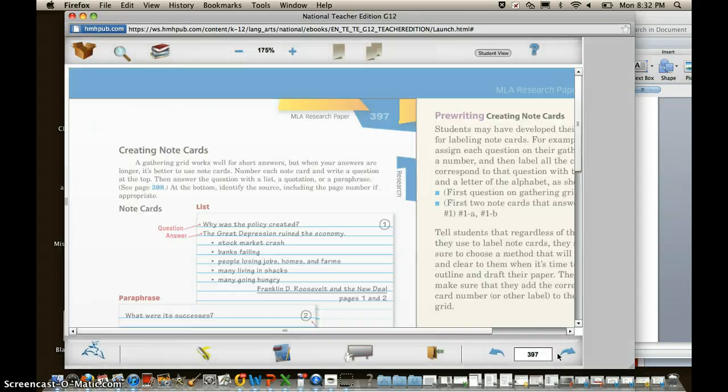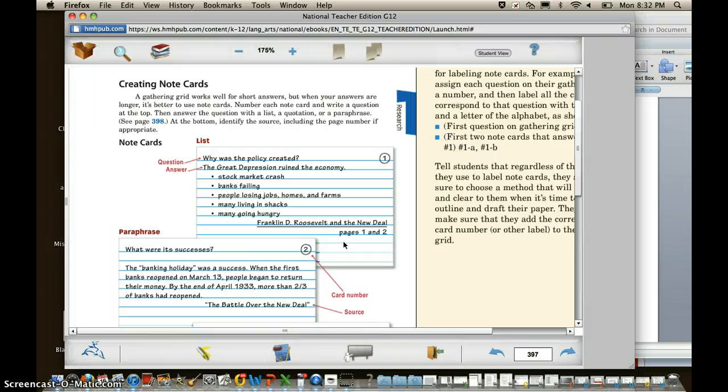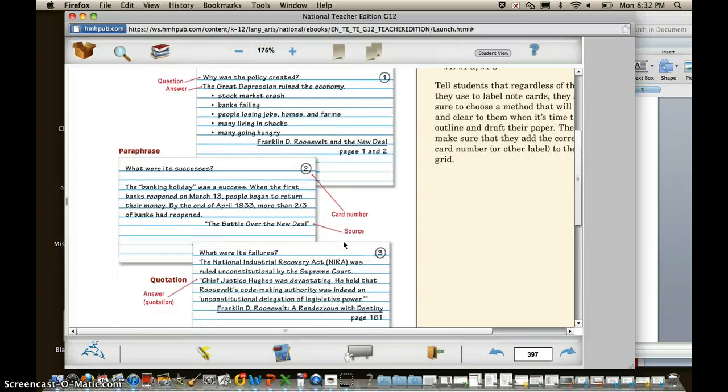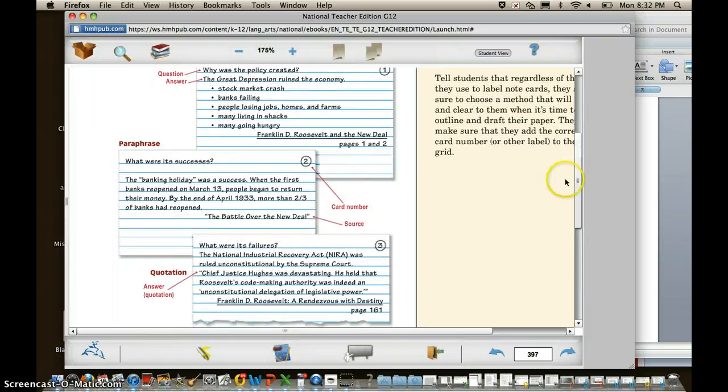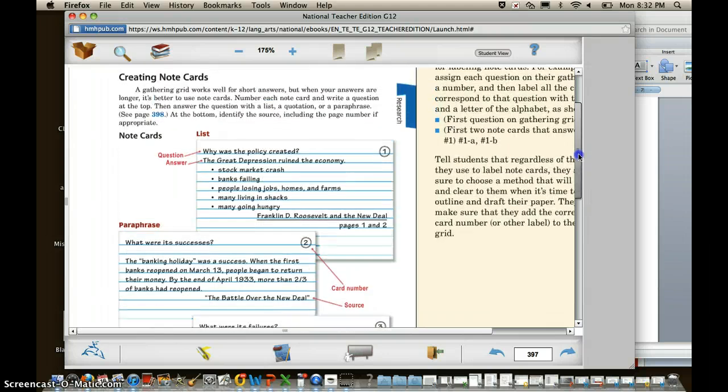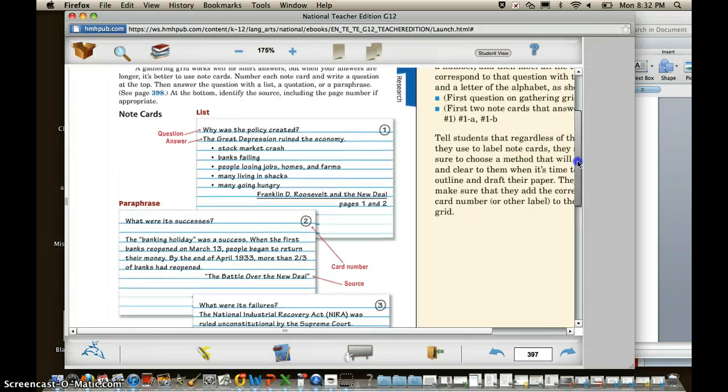If I turn to page 397, this is where I really want you to focus your attention on these note cards, because this is what we're going to do, but we're going to do this online in Diigo, and I also am going to give you the options to do the writing as well. If you notice on these note cards here, they are first of all numbered so that you can stay organized. So if this is your first question that you want to answer, you would number that question 1. Here's the question that this person is asking: why was the policy created?